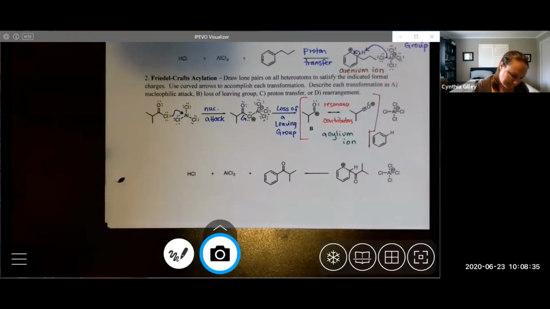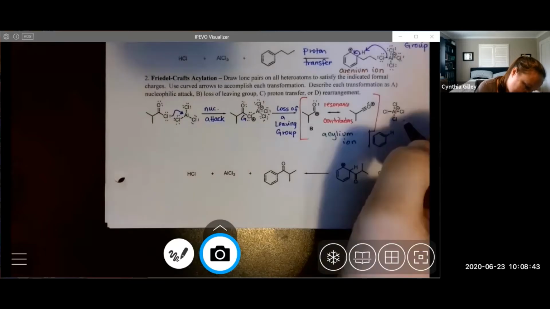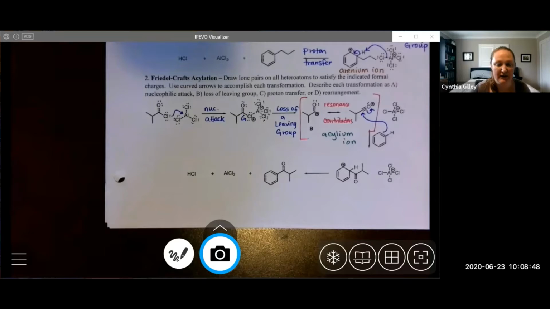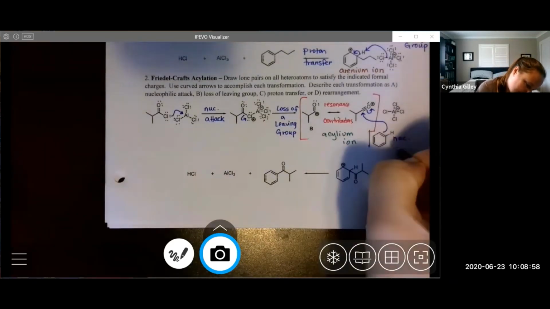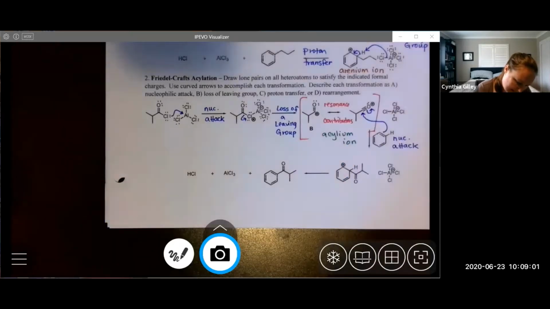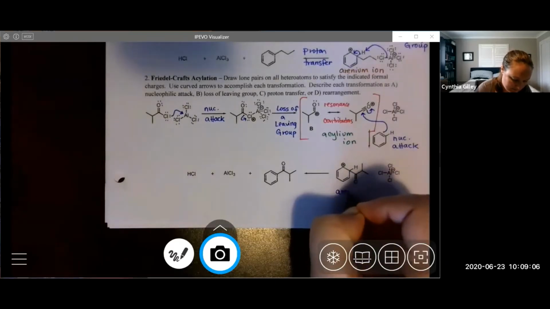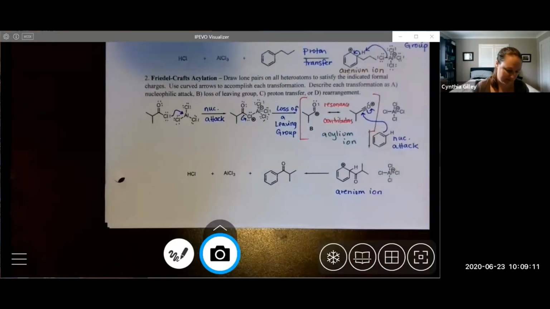And we are going to show the nucleophilic attack. Right, so the aromatic ring will attack the carbon. If you have a triple bond, you need to send those lone pairs up to the oxygen to avoid exceeding the octet rule. Okay, so this is a nucleophilic attack. And that gets us down here to the arenium ion, which is a common intermediate in all of these electrophilic aromatic substitutions.